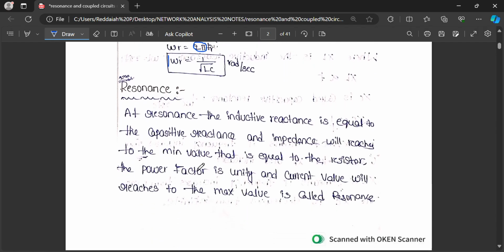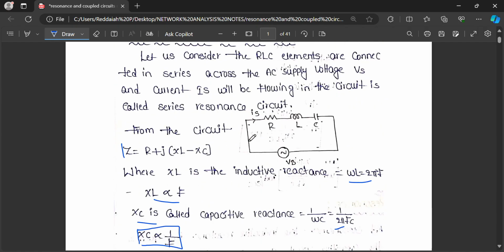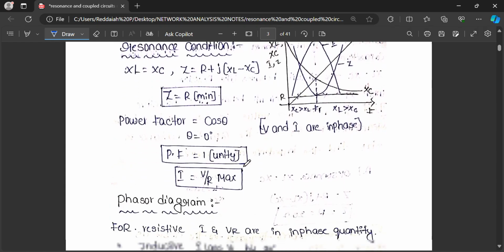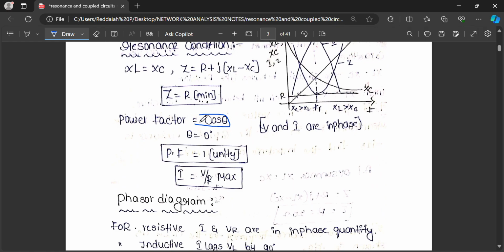At resonance, inductive reactance equals capacitive reactance, so Z equals R. This is also one condition, because if you substitute XL equal to XC in the impedance equation, you get Z equal to R. At resonance, the circuit acts as a pure resistive circuit. Next, the resonance conditions. For a resistive circuit, power factor cos phi equals 1, or phi equals 0. Cos inverse of 1 is 0, power factor is unity.